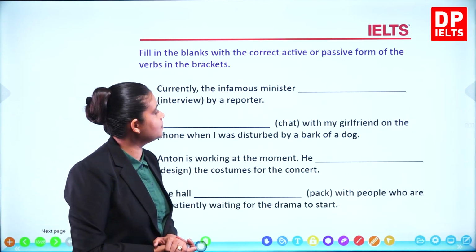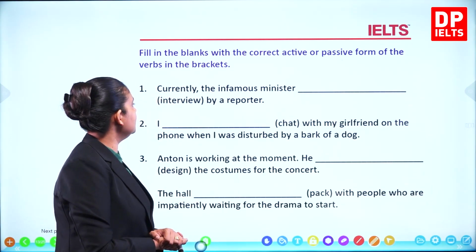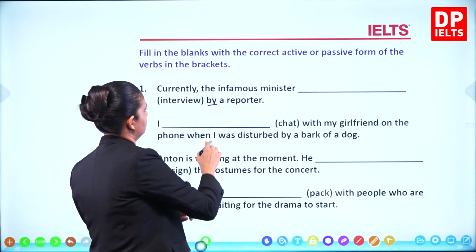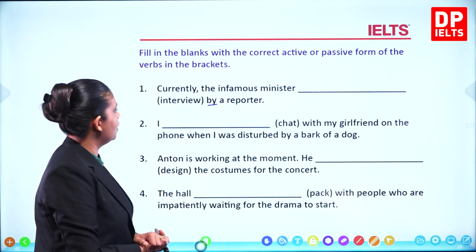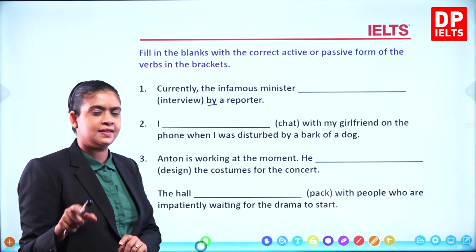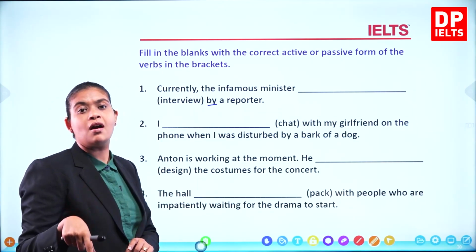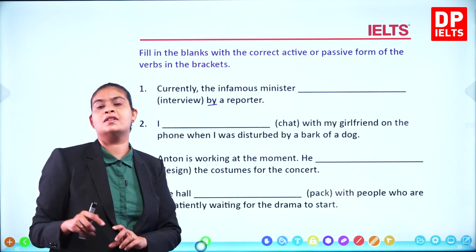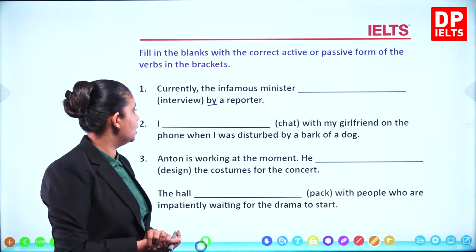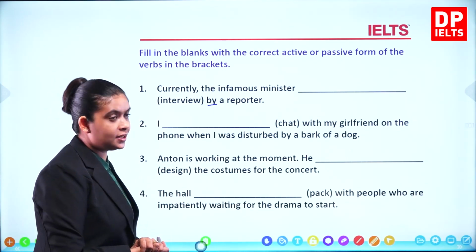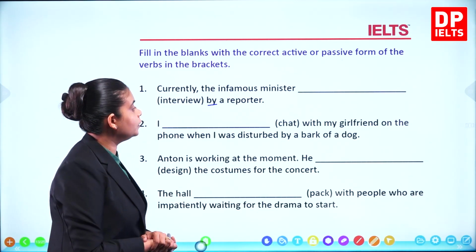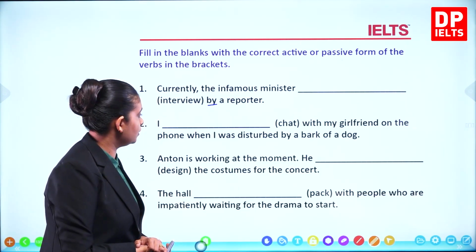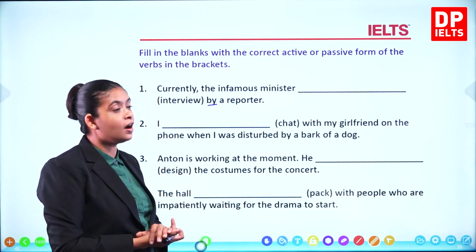Currently, the infamous minister interviewed by a reporter, right? Think about the tense. Is it present tense, past tense, future tense, present continuous tense, or past continuous tense? I blank, chat is your verb, with my girlfriend on the phone when I was disturbed by a bark of a dog.